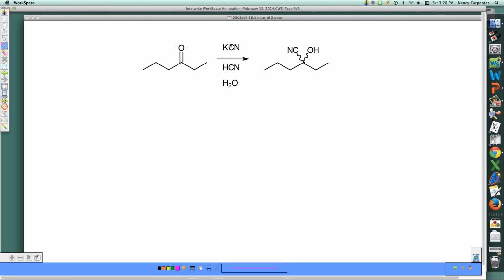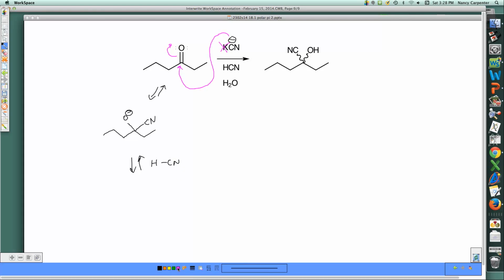So just to run through the mechanism, we're under basic conditions, so I can't protonate the carbonyl. There's no significant proton source around. Addition to the carbonyl kicks the pi electrons up onto the oxygen, giving me the oxyanion. Note that this is a reversible reaction, but in the presence of these conditions, we should be able to not do that.